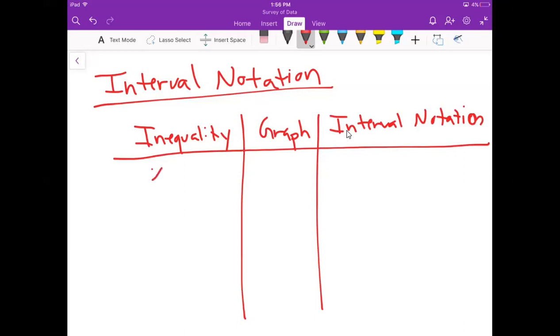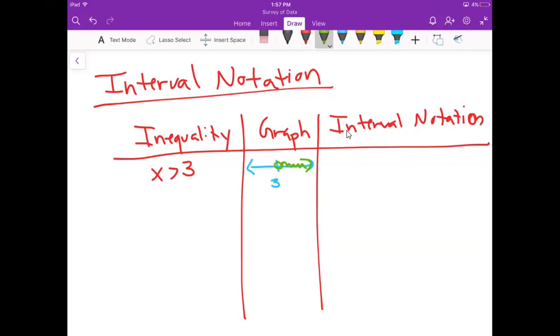So let's look at an inequality. Let's make a variable greater than 3. Making a very quick graph of that, I'm just going to put 3 on this graph right now because I'm just doing this to help me get to interval notation. 3, it's a greater than, so I need to go to the right, and it needs to be an open circle on 3. So my very quick graph of that looks like this.